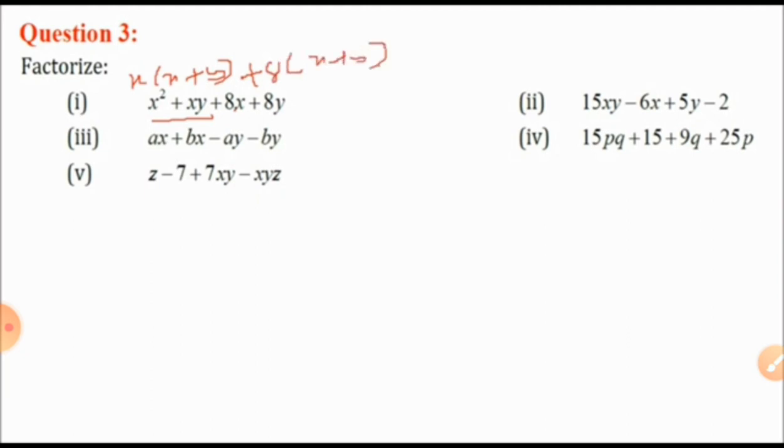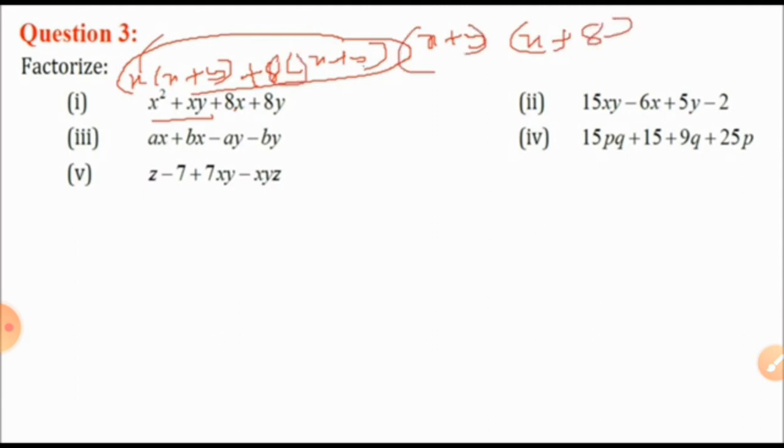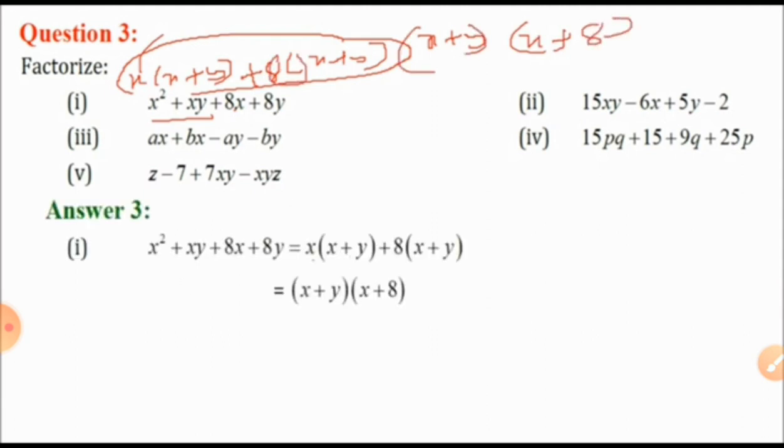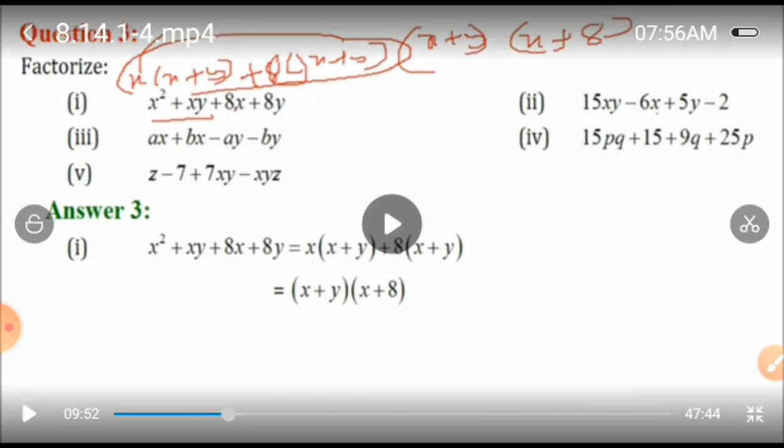Rearranging the terms. From the first, son, you took out x, so what is left? x plus y. From the second, you took out 8, so what is left, son? x plus y. So x plus y is the common for both the terms. Again, here one more step you have to do. How? See, I want to show you.